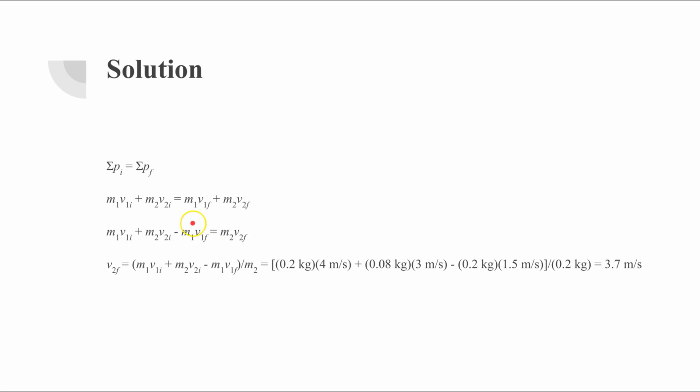So you could subtract M1 V1F. V1I is your initial, V1F is your final. So you subtract this, and then you divide by M2. That should give you an expression for V2F, which equals M1 V1I plus M2 V2I minus M1 V1F, divided by M2. If you put in all these numbers, you get 3.7 meters per second. So that's how fast M2 will go.